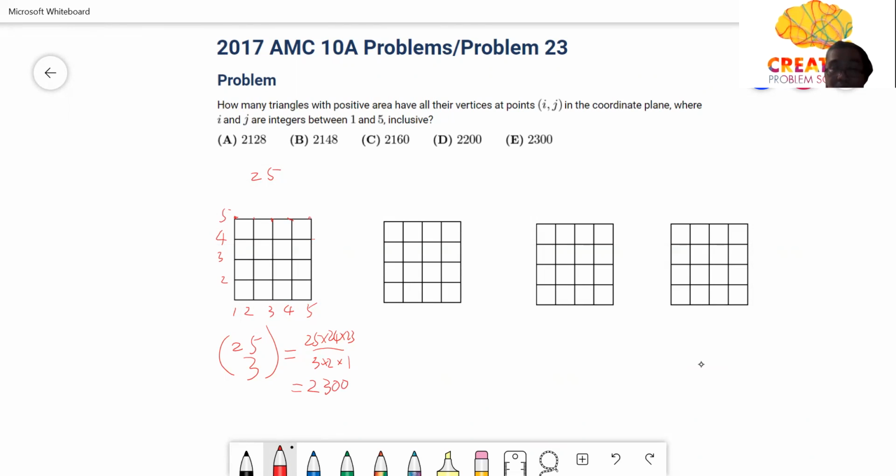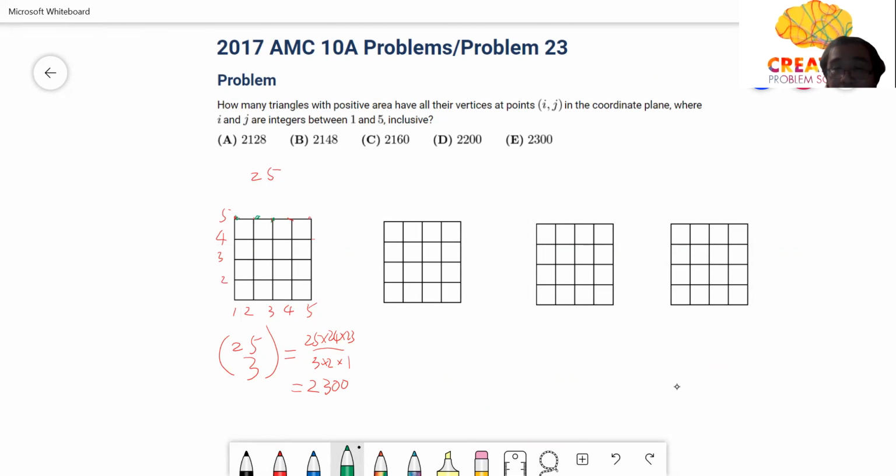Now we need to realize that not all 3 points form triangles. For example, if you look at the 3 points in this row, these 3 points don't form a triangle. If 3 points line up in a line, we call them collinear, and we need to take those out. So we need to find how many collinear 3-point combinations there are.